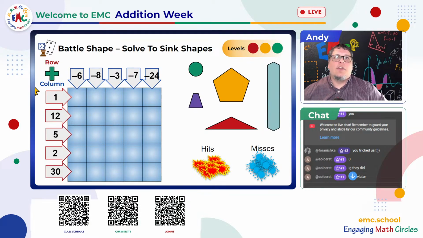To do that, you have to call out the grid location. But this time, instead of just saying the location, you have to do the operation, row plus column. So row is 1, and -6 is our column.